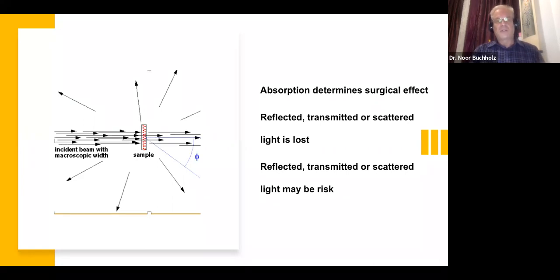Reflected light is lost. Transmitted light, which goes through the organ and comes out at the other end, is lost. And scattered light, which is going in all directions, is lost as well. And keep in mind that reflected, transmitted, or scattered light is a risk factor because we don't know where this laser energy goes. It goes not right into the target, it goes somewhere around it. So if that is too much, it may inflict collateral damage.